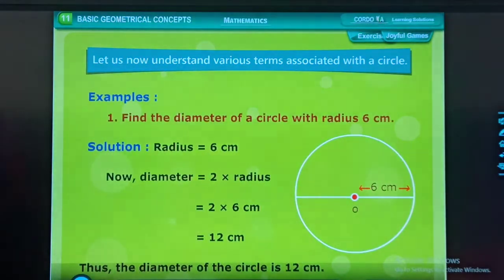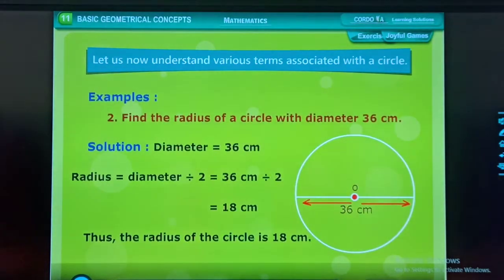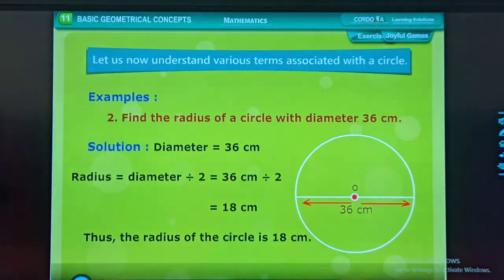Radius is equal to 6 centimeter. Now, diameter is equal to 2 into radius, which is equal to 2 into 6 centimeter, which is equal to 12 centimeter. Thus, the diameter of the circle is 12 centimeter. Find the radius of a circle with diameter 36 centimeter. Solution. Diameter is equal to 36 centimeter.